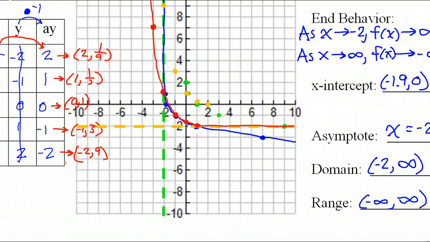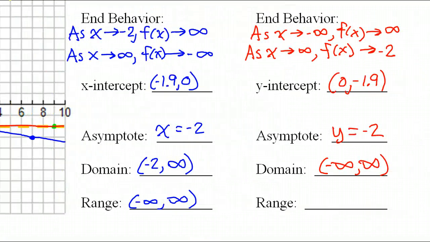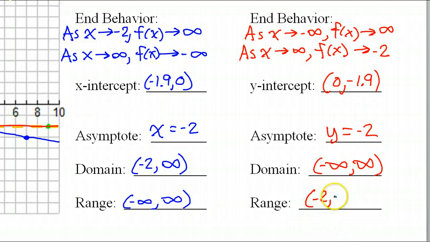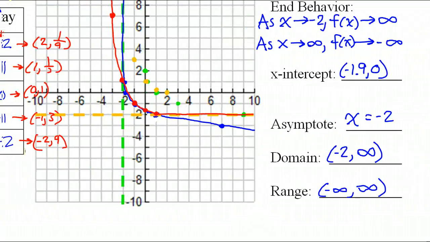And finally the range. The range goes from bottom to top. Now this red, focus on the red, only the red. This graph has a bottom. It doesn't go down forever. It cannot go past the horizontal asymptote at negative 2. So bottom to top, this red graph goes from negative 2 to infinity. Okay, so that is it for that problem.